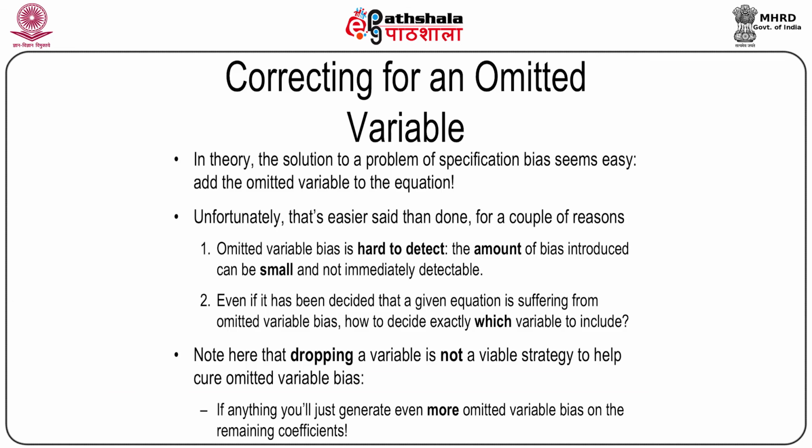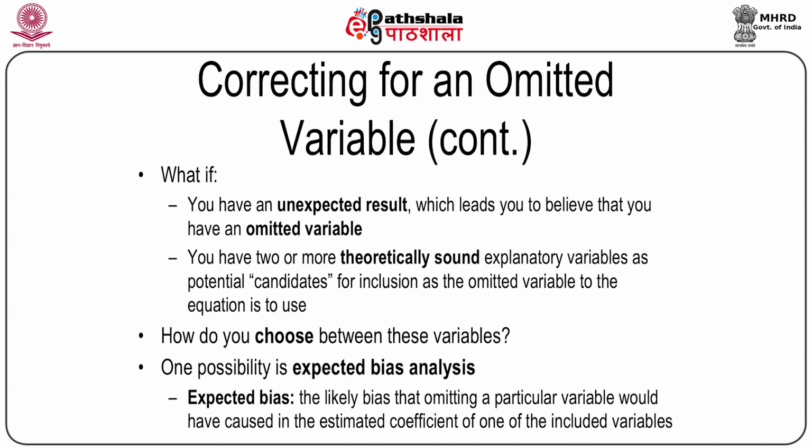Now, in theory, the solution to the problem of specification bias seems to be easy. Add the omitted variable to the equation. Unfortunately, that is easier said than done for a couple of reasons. Omitted variable bias is hard to detect. The amount of bias introduced can be small and not immediately detectable. And secondly, even if it has been decided that a given equation is suffering from omitted variable bias, the question is, how do you choose between these variables?